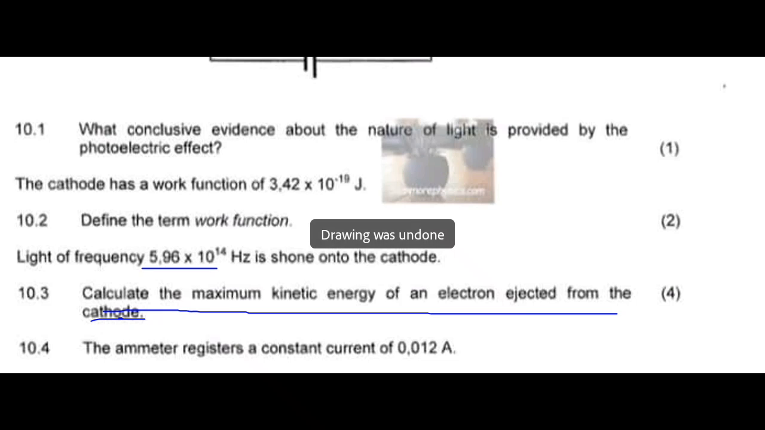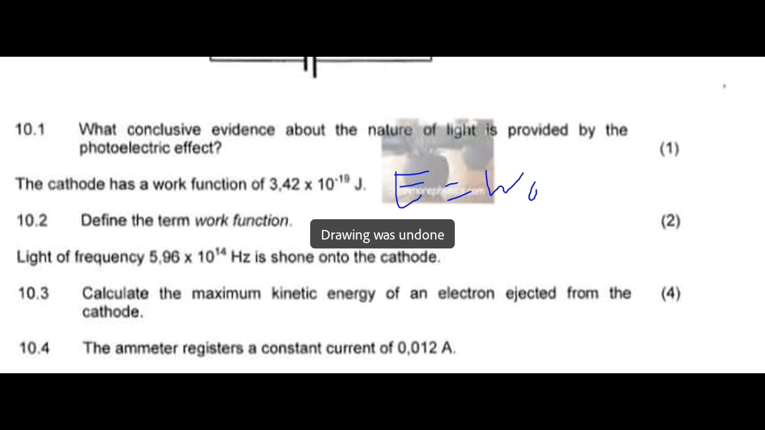So they ask us for the maximum kinetic energy of the electron ejected from the cathode, right? If they ask for the kinetic energy, then we have to use the formula. Let me just write this down. Before I write it down, we know that E is equal to the work function plus the kinetic energy. I'm not using a pen, so don't mind my handwriting. So this is going to be plus EK max, right? Let me just leave it as EK. So we know that this is going to be the formula.